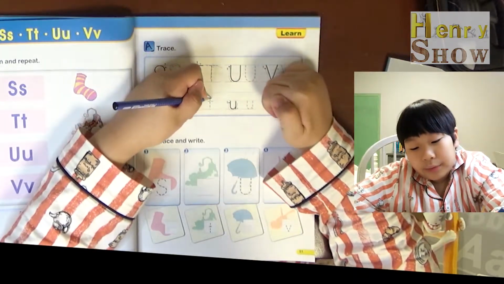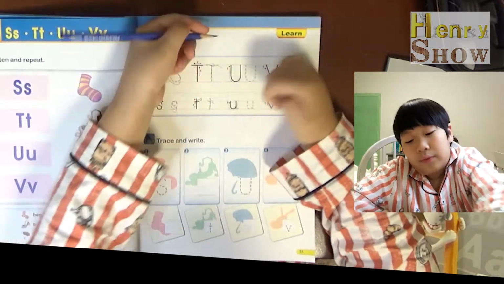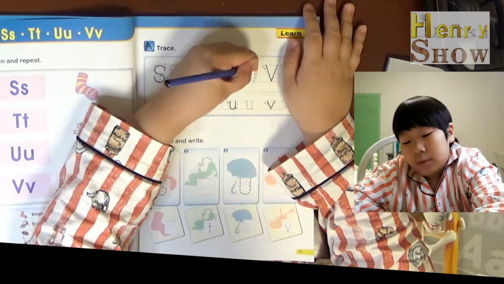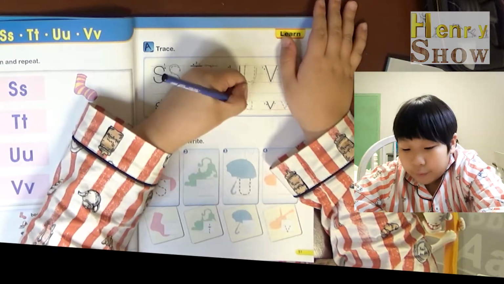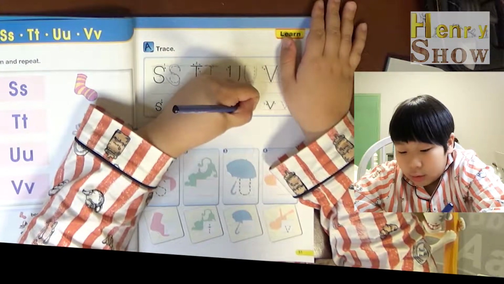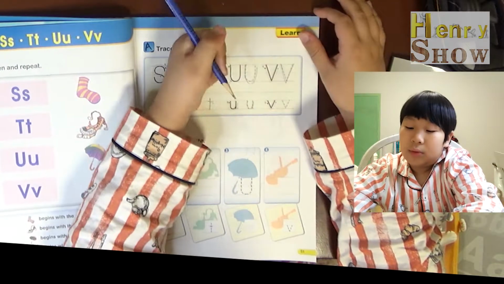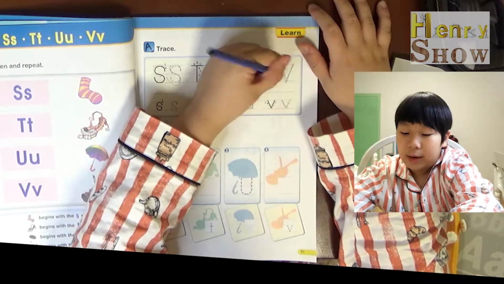Now, first we're looking at T. Finish. And now, capital U. And lowercase U, first go down and run U. V, capital V. Lowercase V. It's hard to tell when we have to write like this.